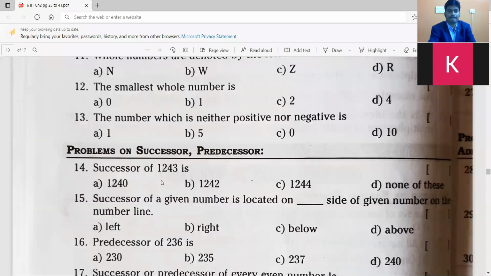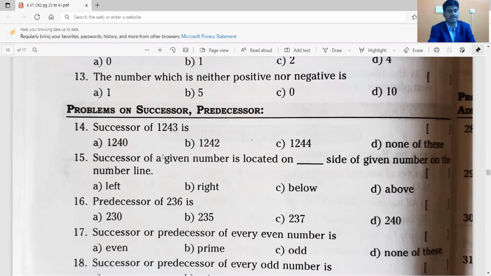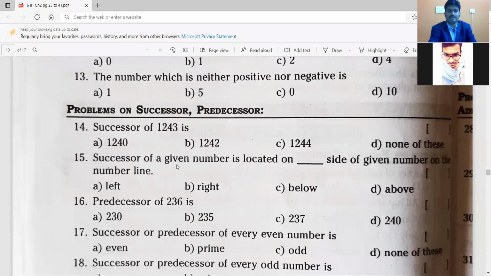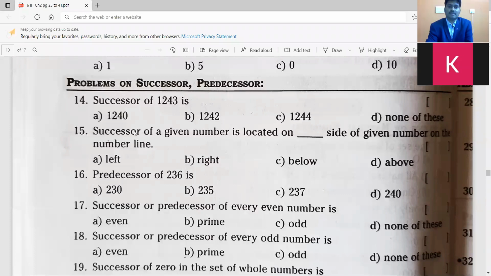Next. Successor of 1243. Successor means plus 1, and predecessor means minus 1. So the successor of 1243 is 1244. The successor of a given number is located on the right side of the given number on the number line. See, successor means next number, and the next number always comes on the right side of the number line.